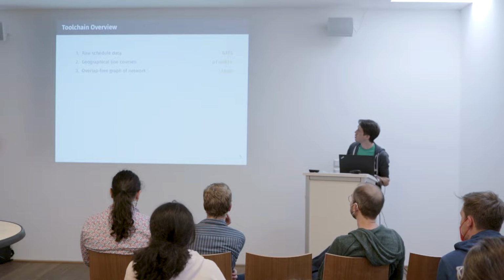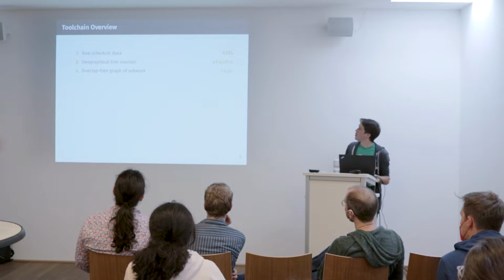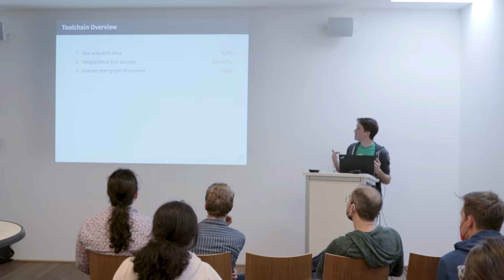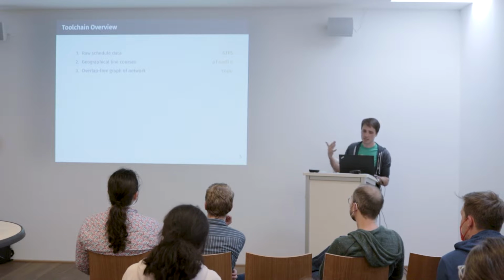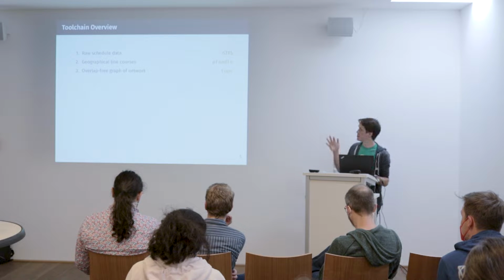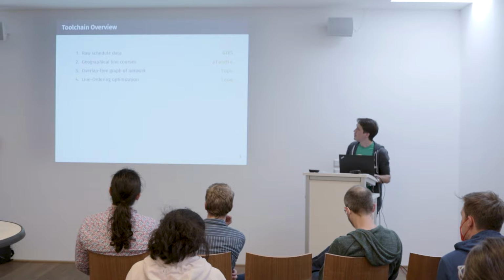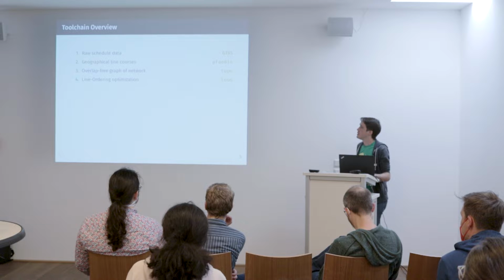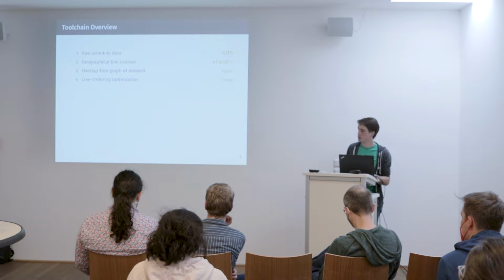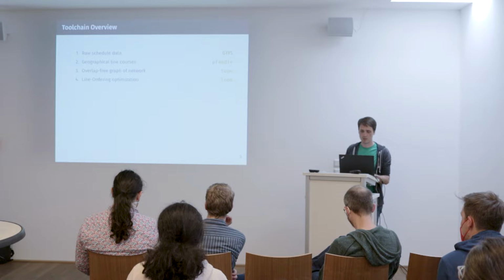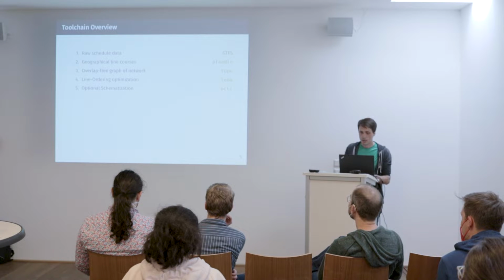Then we will have a look at how to extract a clean network graph from the GTFS data augmented with the geographical line courses. This is a tool called Topo. Then we will have a look at a line ordering optimization tool. I'm sure many of you are familiar with this problem. This is the LOOM tool, which just finds optimal line orderings. Then we will have a look at schematization. This is the octi tool.